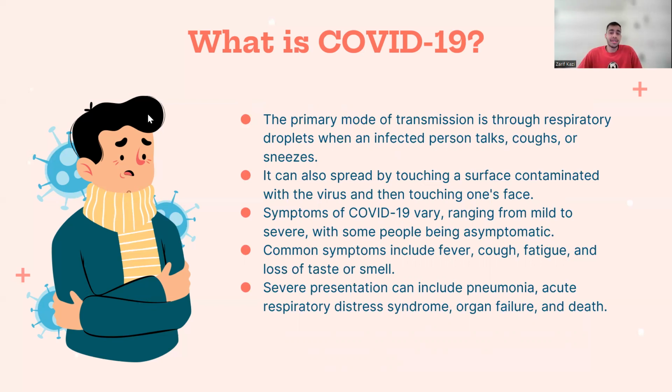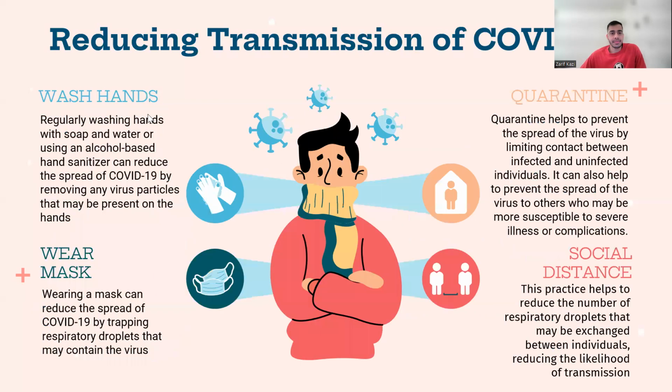The symptoms of COVID-19 vary. It ranges from mild to severe. Some people might be completely asymptomatic as well. Common symptoms for the symptomatic patients include fever, cough, fatigue, and loss of taste or smell. It can also present pretty severely, and in terms of severe presentation, it can cause pneumonia, acute respiratory distress syndrome, organ failure, and even death, unfortunately.